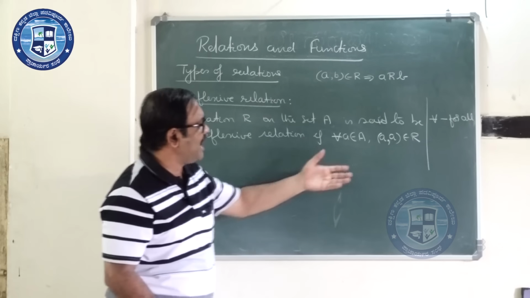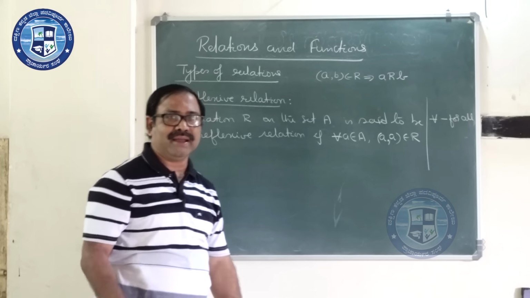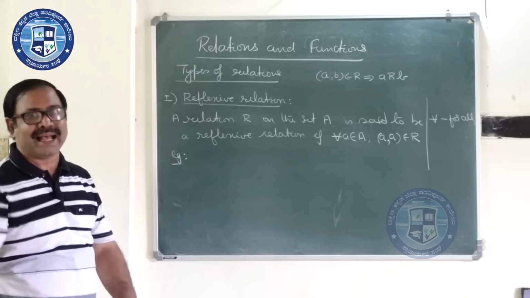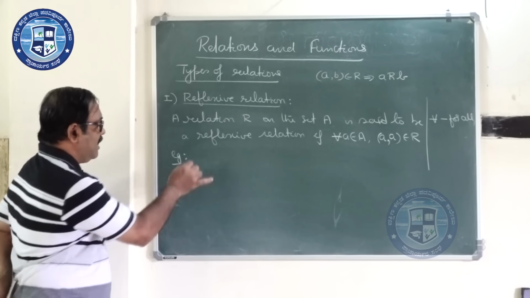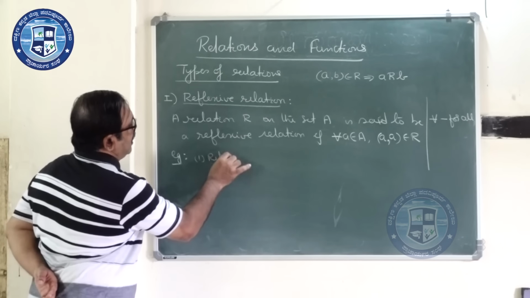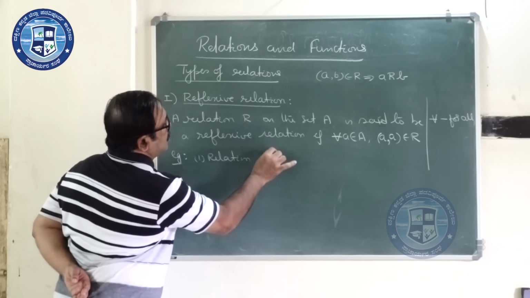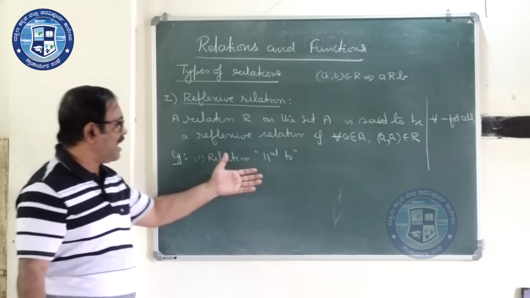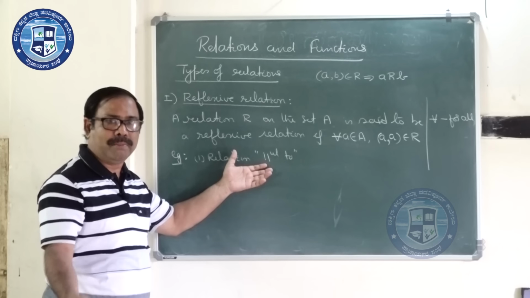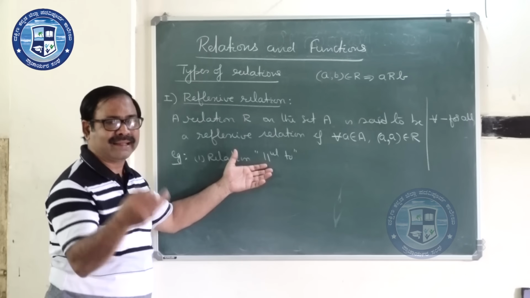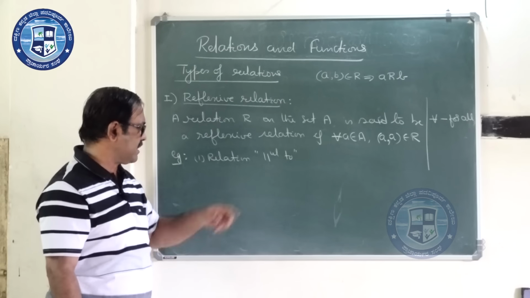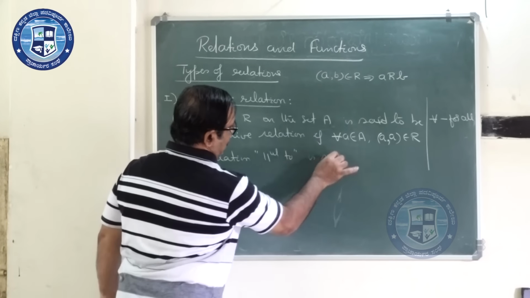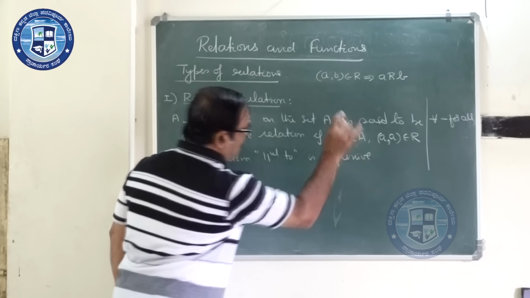Now, how do you understand that a is related to a? Let us give some examples. We can give a general example as well as a set theoretic example. Say, the relation parallel to. Some of the mathematical relations are parallel to, perpendicular to, not equal, greater than, less than, congruent, etc. So, the relation parallel to is reflexive.